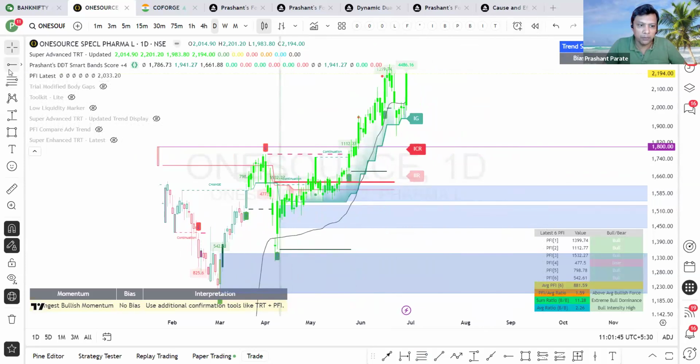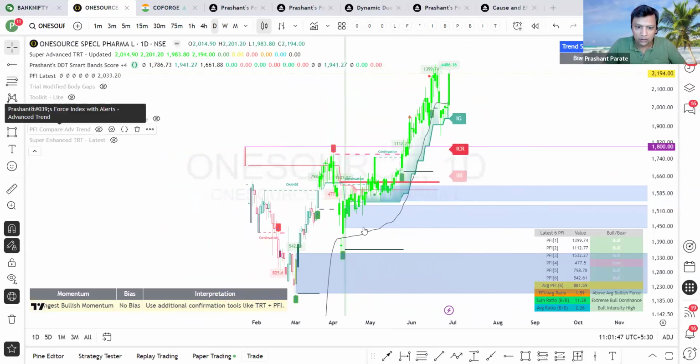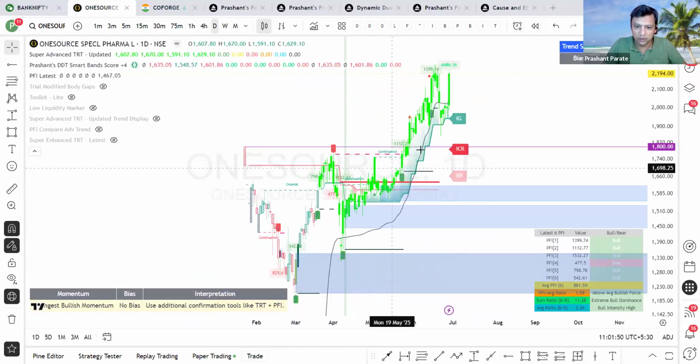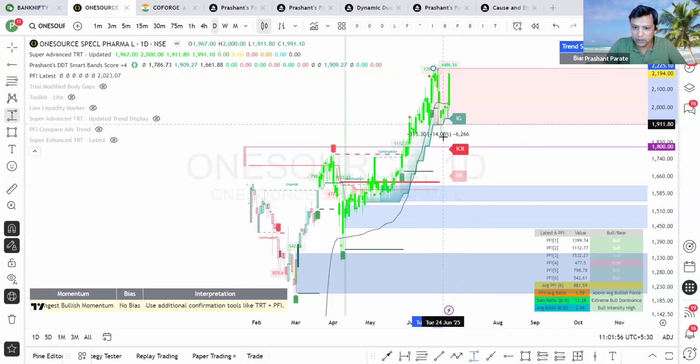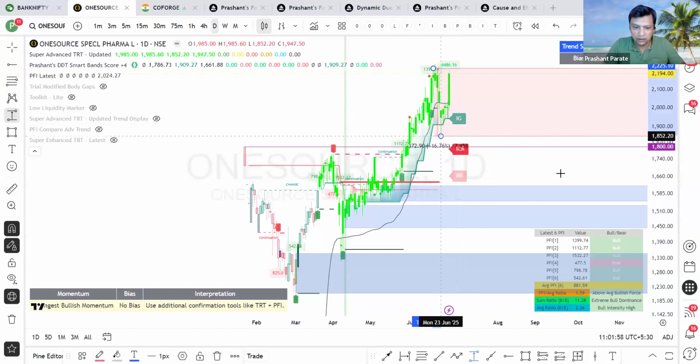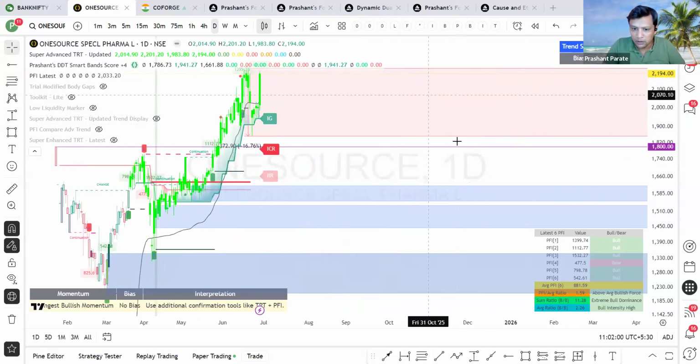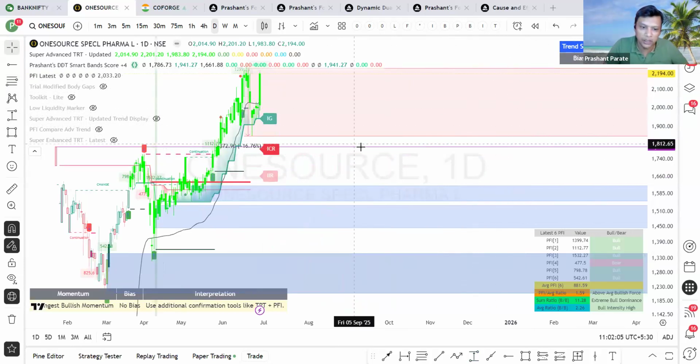On some occasions, what happens? This is a V-shaped recovery. There is no adequate base building. So it may go into a reaccumulation schematic. This may become a reaccumulation schematic, and later on there may be a spring and then a secondary test, and then it may start going higher. That is also a possible scenario.